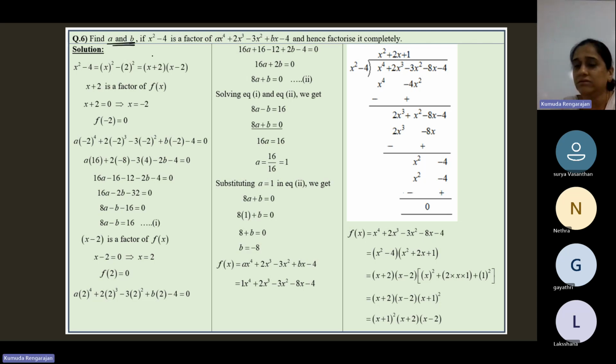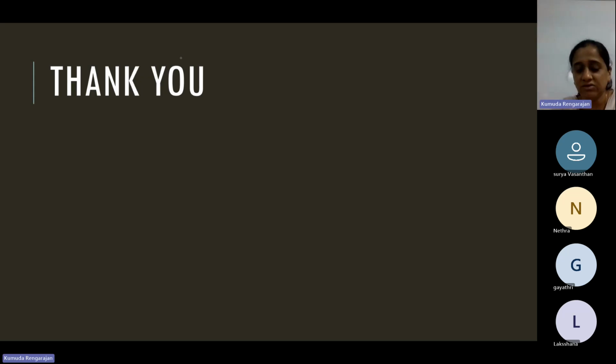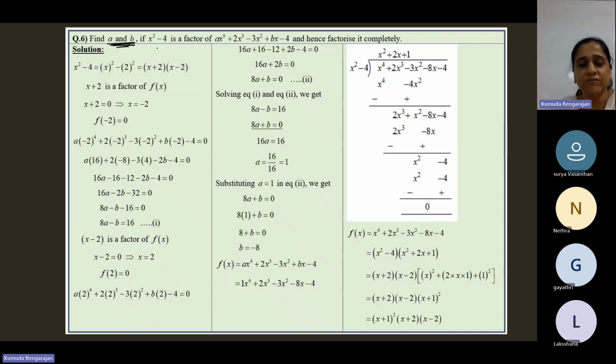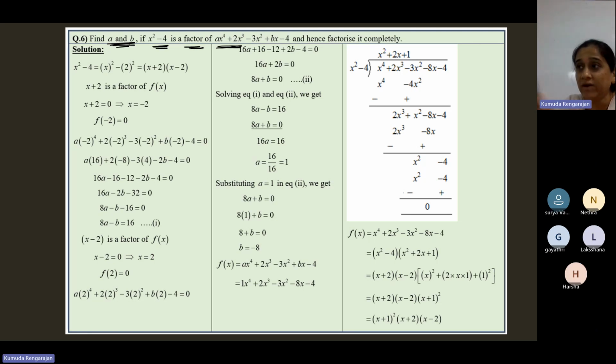Find A and B. That's it, just give me 2 more minutes. Find A and B if x squared minus 4 is a factor of this biquadratic polynomial, and hence factorize it completely. Finding values of A and B, you remember we get two equations and solve by the substitution method. We normally get two equations. We write the equations one below the other, solve, find M, then substitute, find N. So that's how we'll have to work this.